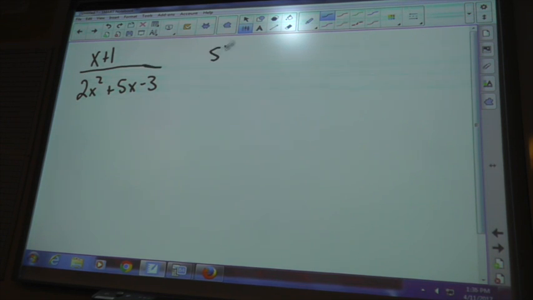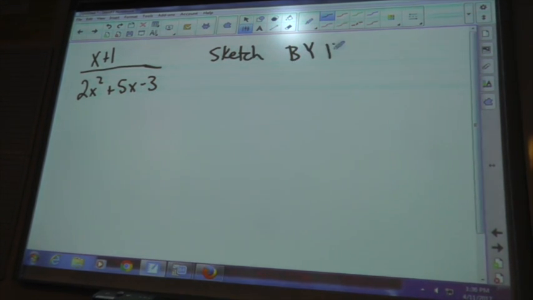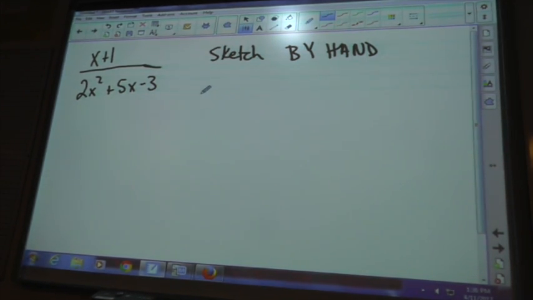Now what we're going to do is sketch by hand. The reason sketching by hand is important is that your calculator is really hard sometimes to see all the asymptotes and everything. Your calculator is good to check your answer when you're done, but sometimes to get the exact answer, you have to do it this way. Now we've already seen how this graph looks, right? So let's try to build it from scratch.